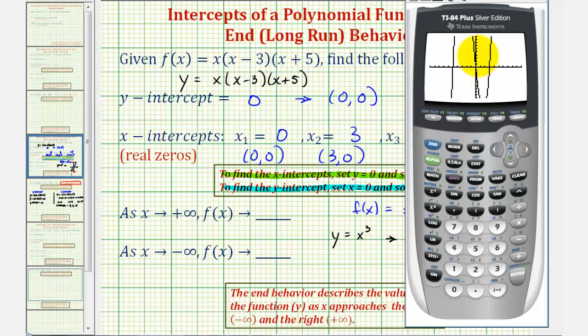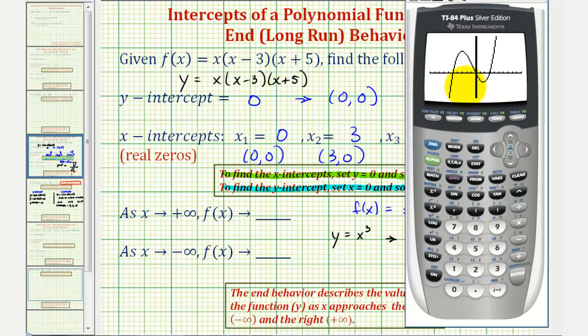Let's go ahead and adjust the window to get a better view. Let's increase the y max and decrease the y min. So I'm going to change the y min to, let's say, negative 40, and the y max to 60. So notice how as we approach the right, the graph is still increasing without bound, and therefore as x approaches positive infinity, y is approaching positive infinity. As we move to the left, or as x approaches negative infinity, the graph is going down without bound, and therefore y, or f of x, is approaching negative infinity.